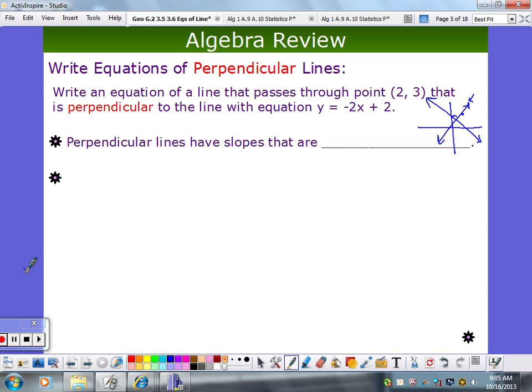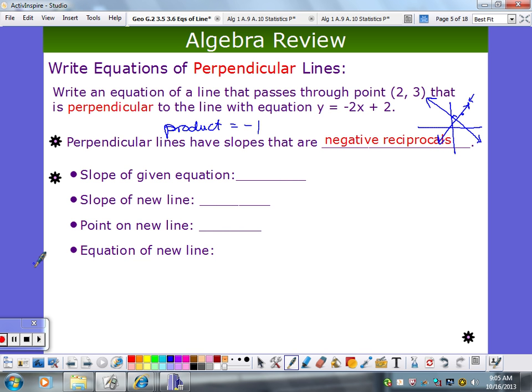Perpendicular lines have slopes that are what? Negative reciprocals. Another way to say that is if you multiply the slopes of perpendicular lines, you get -1. So you can also say the product of the slopes is -1. It's another way to think about it. So now, when I look at the slope of my given equation, what is it? -2.